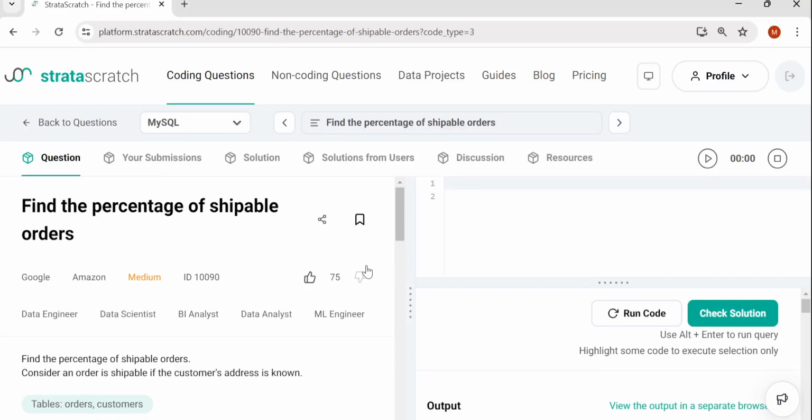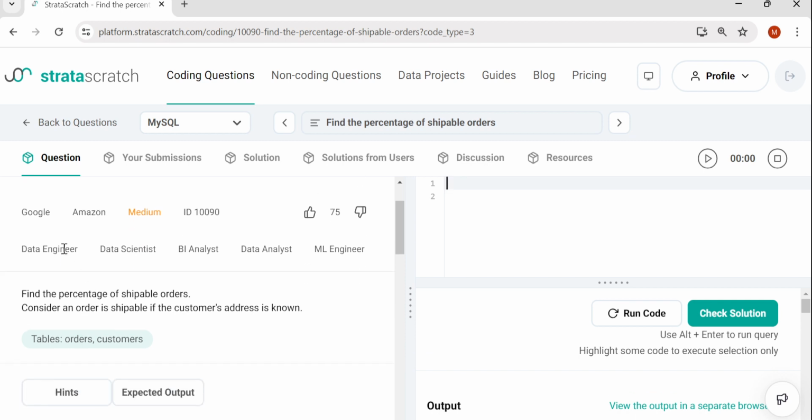Hello everyone. In our previous video, we discussed conditional statements in SQL and we wrote some queries on the basis of case-when statements and extracted age group and salary group, right? I hope you remember and I hope you've gone through that video. In today's video, we are going to solve a question on the basis of conditional statements, which is asked in Google and Amazon interviews. This is a medium level SQL question asked in different roles that you can see here.